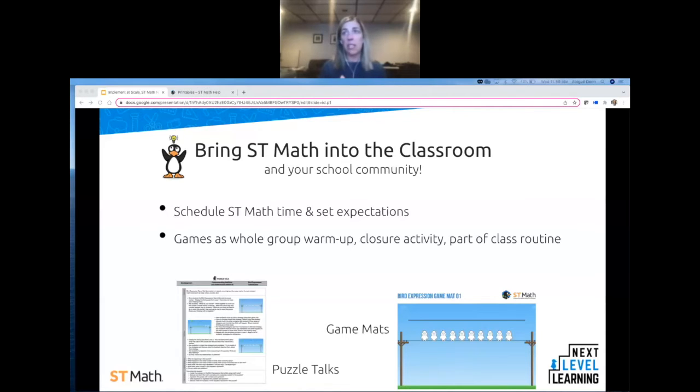So the 2 resources that you'll see here on the slide, the puzzle talks, which are essentially those mini lessons of bringing StMath games into the classroom. That's there in the puzzle talks. And then there's also a screenshot of the game mats. On the next slide, I'm going to show you how to access these resources. But the game mats are a great tool to really provide an additional resource in supporting students working through the content of the math games.